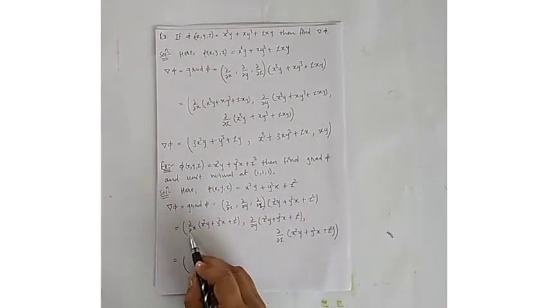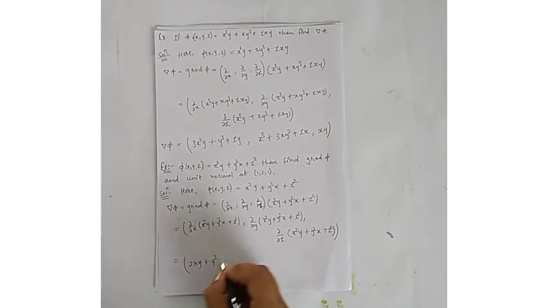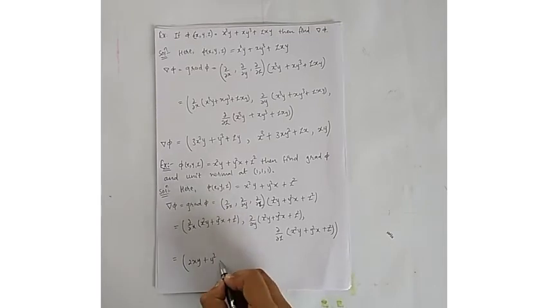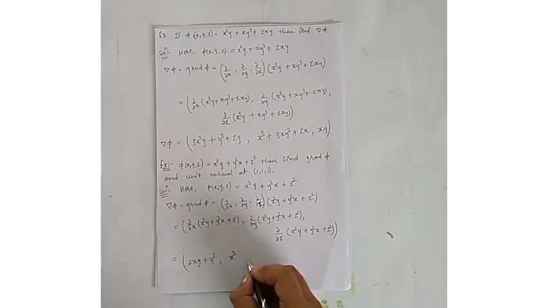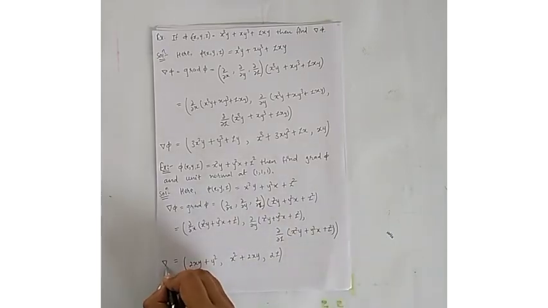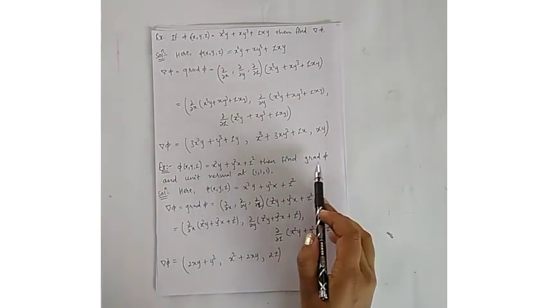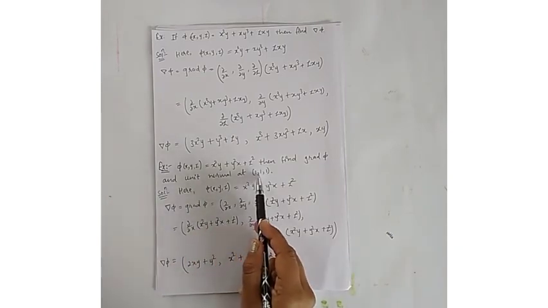Partial derivative with respect to x of this function will give 2xy plus y square. Here only z will become 0. So partial derivative with respect to y will give x square plus 2xy, and 0. Partial derivative with respect to z: this is 0, 0, and will become 2z. So this is the value of gradient phi. Right. Next we have to find unit normal at (1, 1, 1).